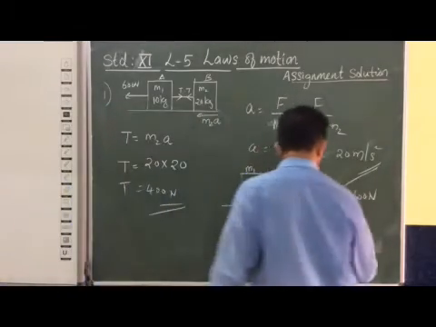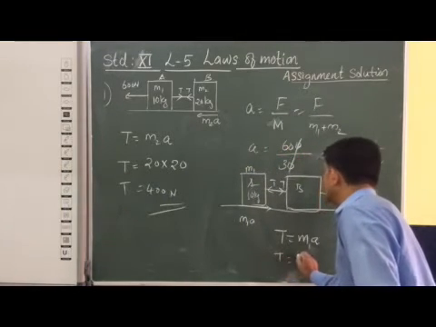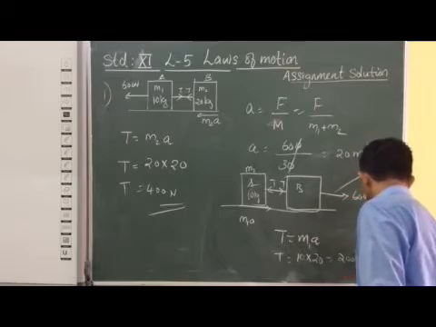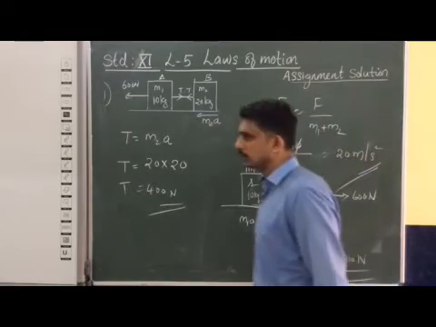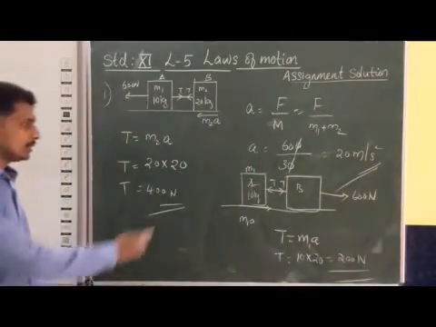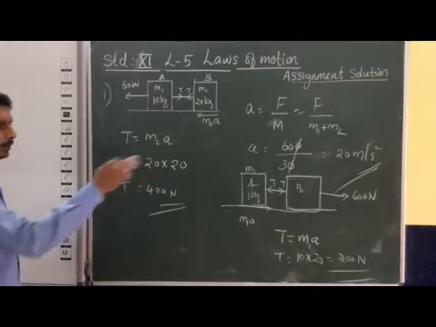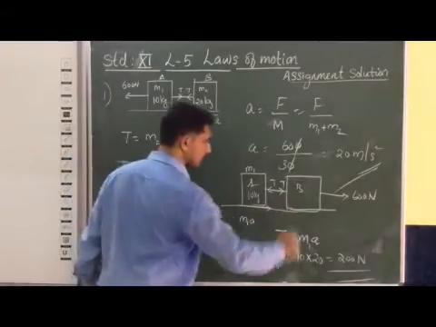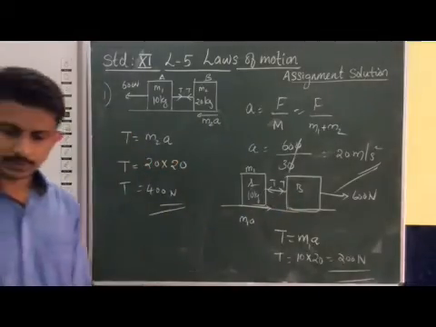So we can substitute and find. Tension is equal to 10 into 20, that means 200. So this is the way we can calculate the tension in this case, if a force is exerted on the block B, 600 Newton force acting on this block B. Okay, fine.